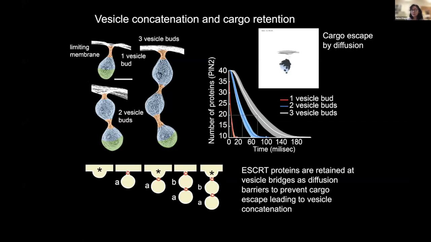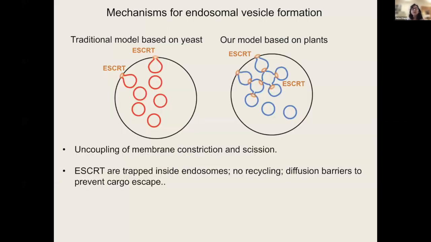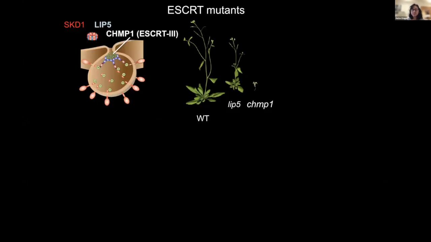So quite different from what we see in yeast, where vesicles form one by one, and the escort proteins are recycled. Plants don't recycle their escorts, and they form networks of concatenated vesicles. So you may be thinking, well, how is that important for the function of these endosomes? And so to answer that question, we have been looking at escort mutants in Arabidopsis.